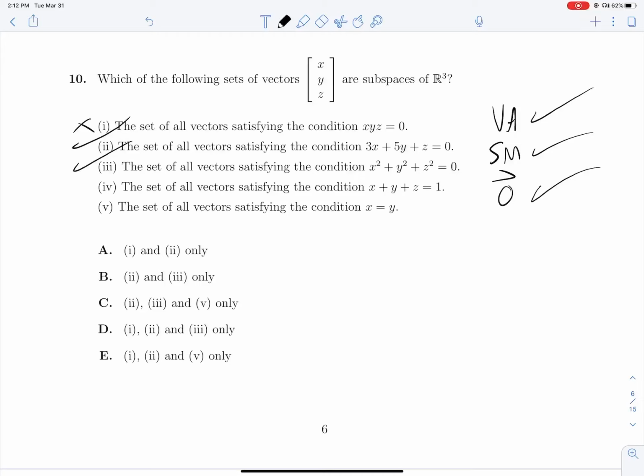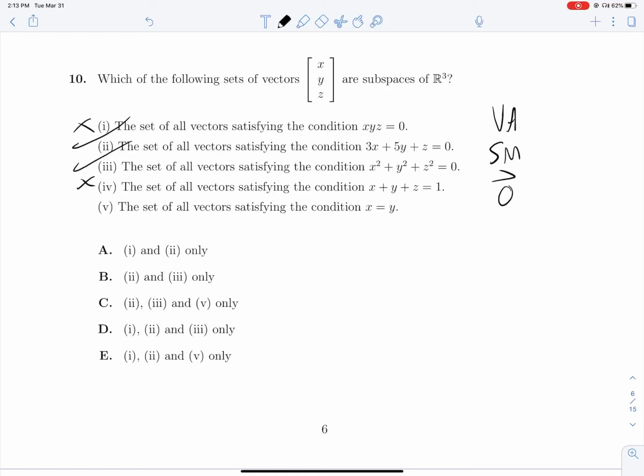Well, does that have the 0 vector in it? It does not. If we plug in x equals 0, y equals 0, and z equals 0, we get 0 equals 1, which is a contradiction. So 4 doesn't have the 0 vector. It's not a closure thing.